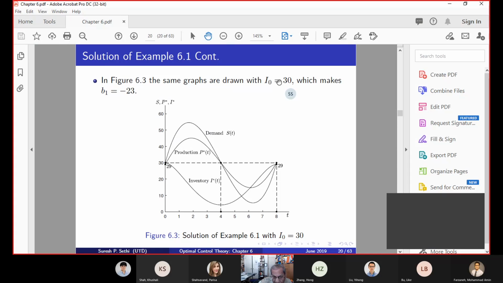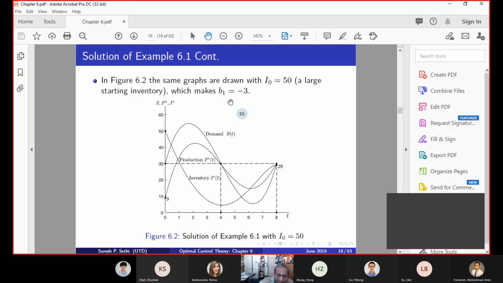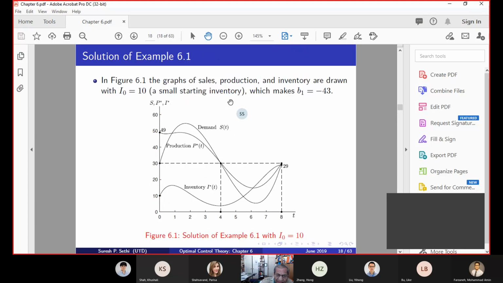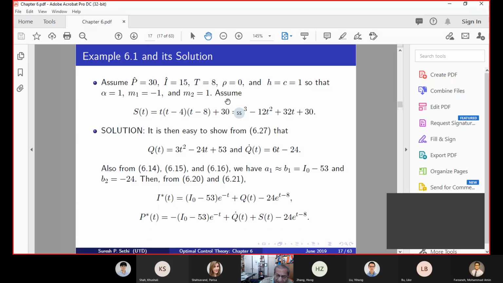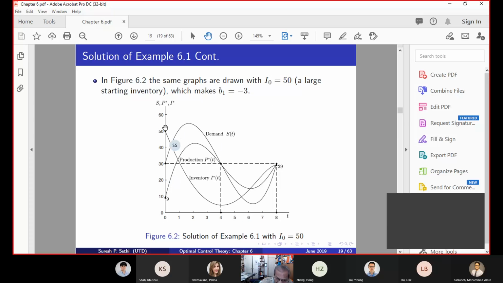In the third example, I have 30. So I'm right now at 30. And as you can see, production is now also more or less close to demand. And the inventory now has this particular profile and eventually goes to 29. You can see that regardless of the inventory that I have, this solution seems to be going all the way to 29.